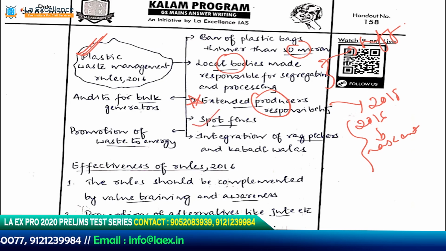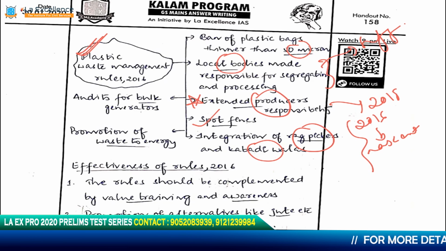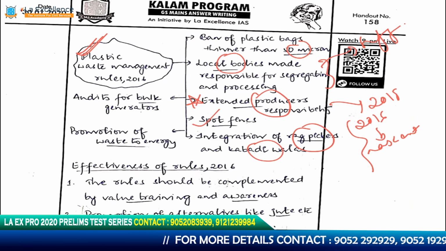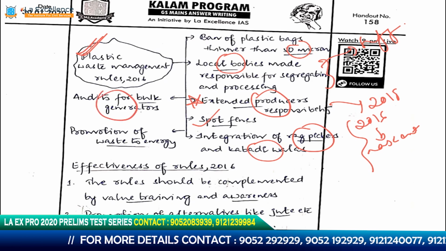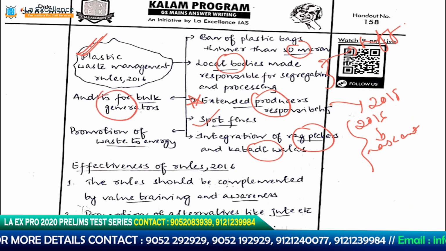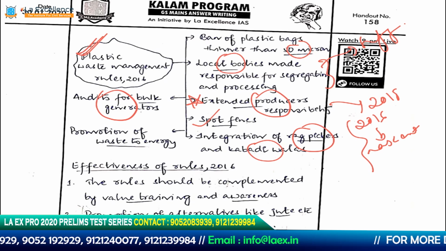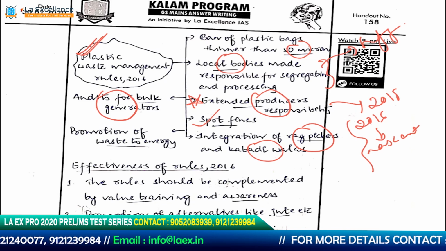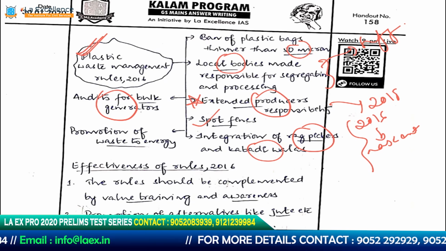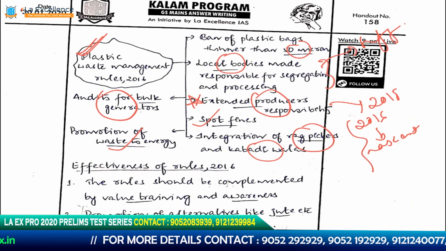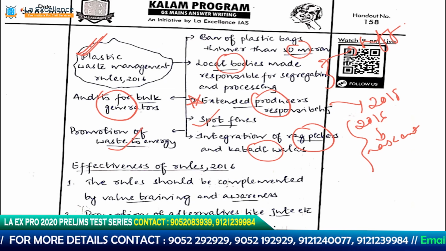You have the concept of spot fines, and then you have rag pickers and kabaddi wallas. These people are the ones who don't have social security and so on. These are given some kind of introduction into the formal system through these rules. In addition to this, bulk generators. Who are these bulk generators? Industries and so on, who basically use plastics in a huge magnitude. They are supposed to keep audits, and then they were supposed to promote waste to energy and so on.